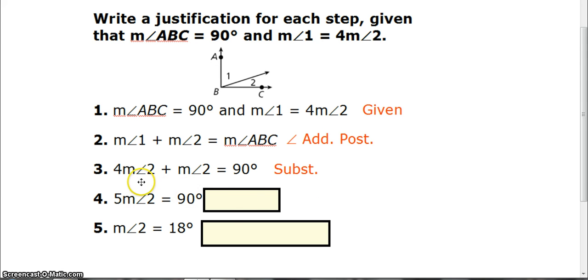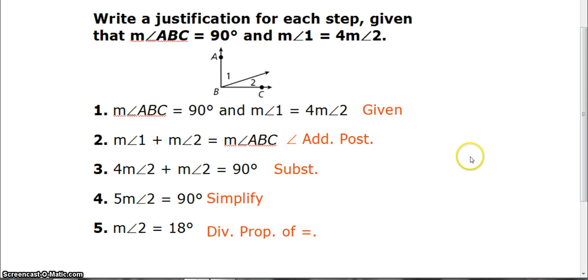Next step, what are we doing? 4 times the measure of angle 2 plus the measure of angle 2 equals 90. We now have 5 times the measure of angle 2 equals 90. So we simply simplified the left side of the equation. We call that simplified. And finally, the measure of angle 2 is now alone. We are missing the 5. And 90 degrees has become 18. So what happened? Both sides divided by the same value. So the division property of equality. Good job.